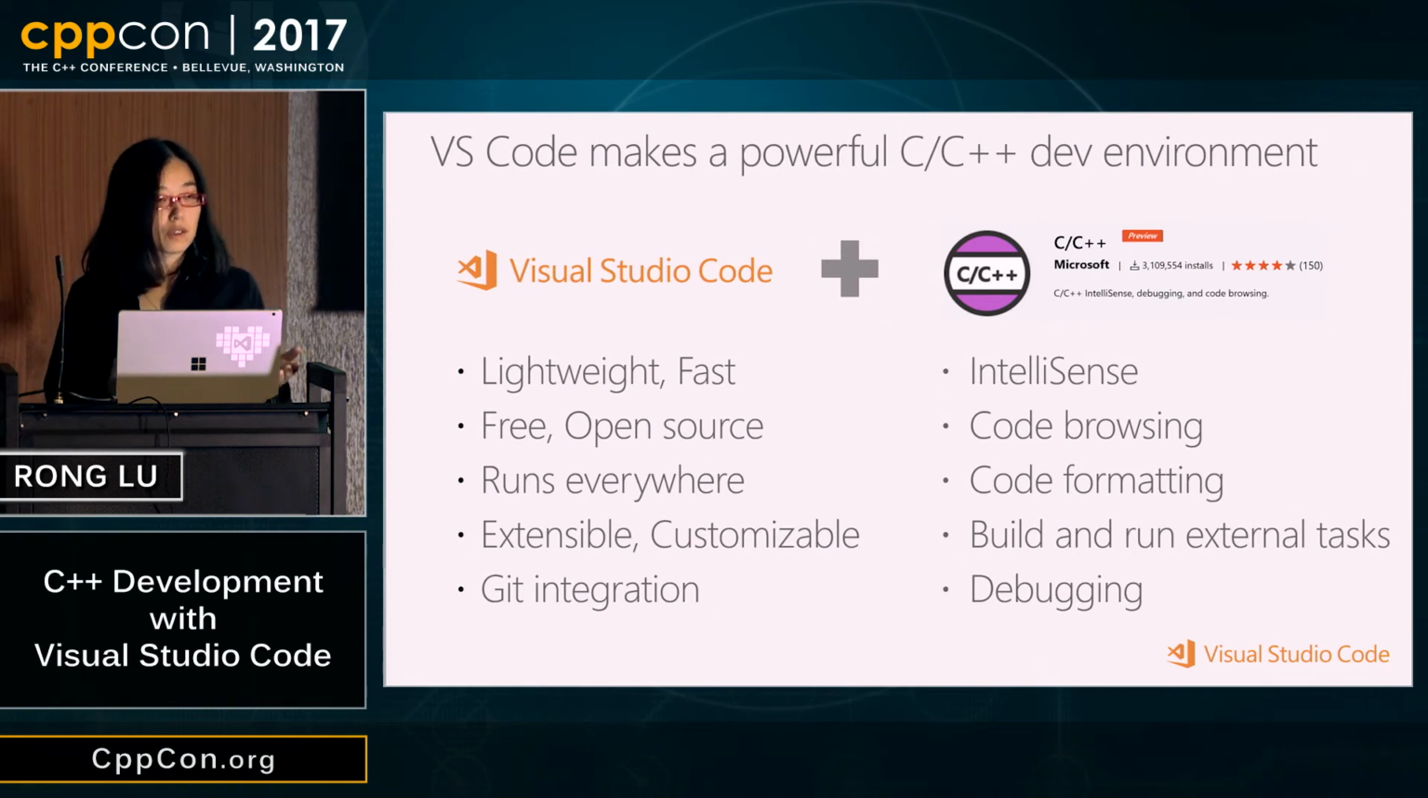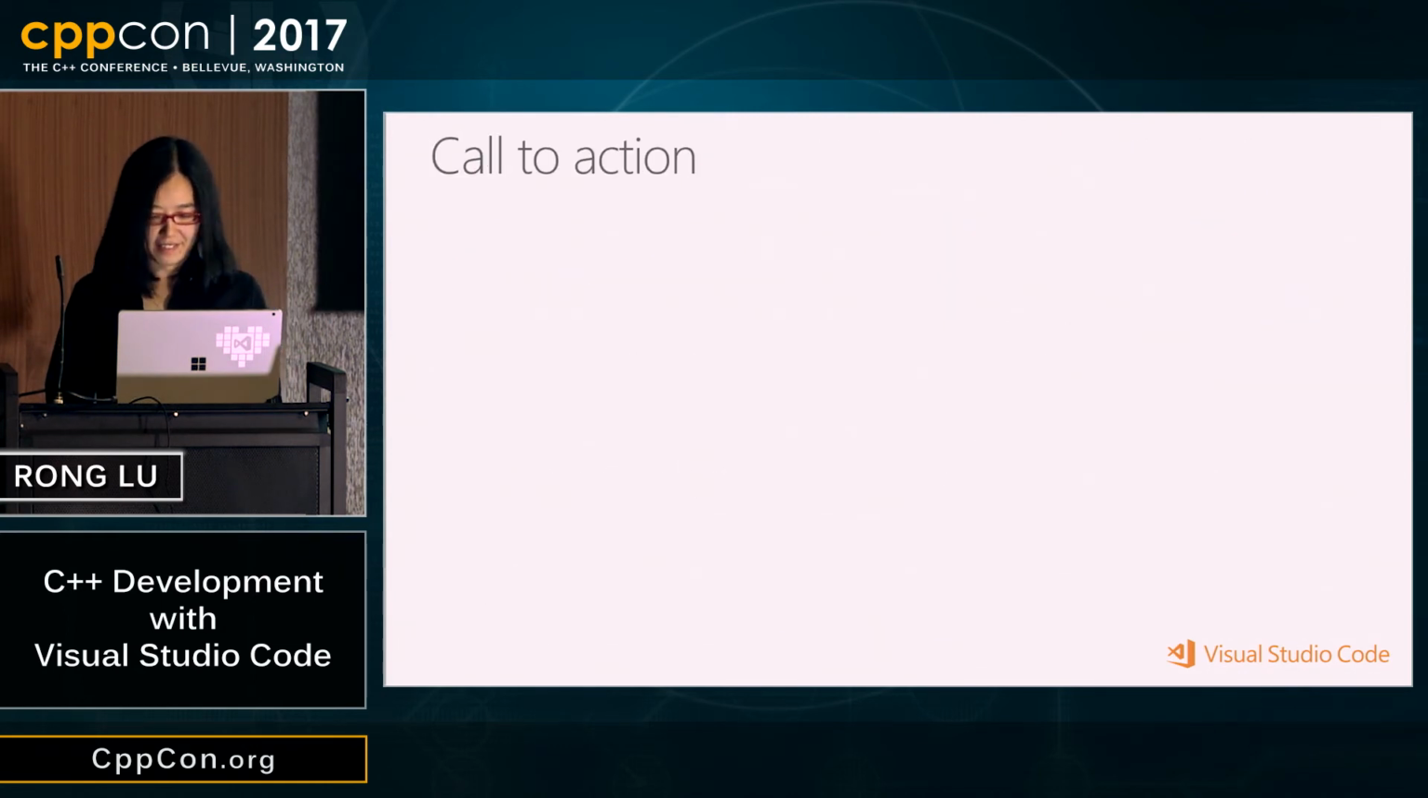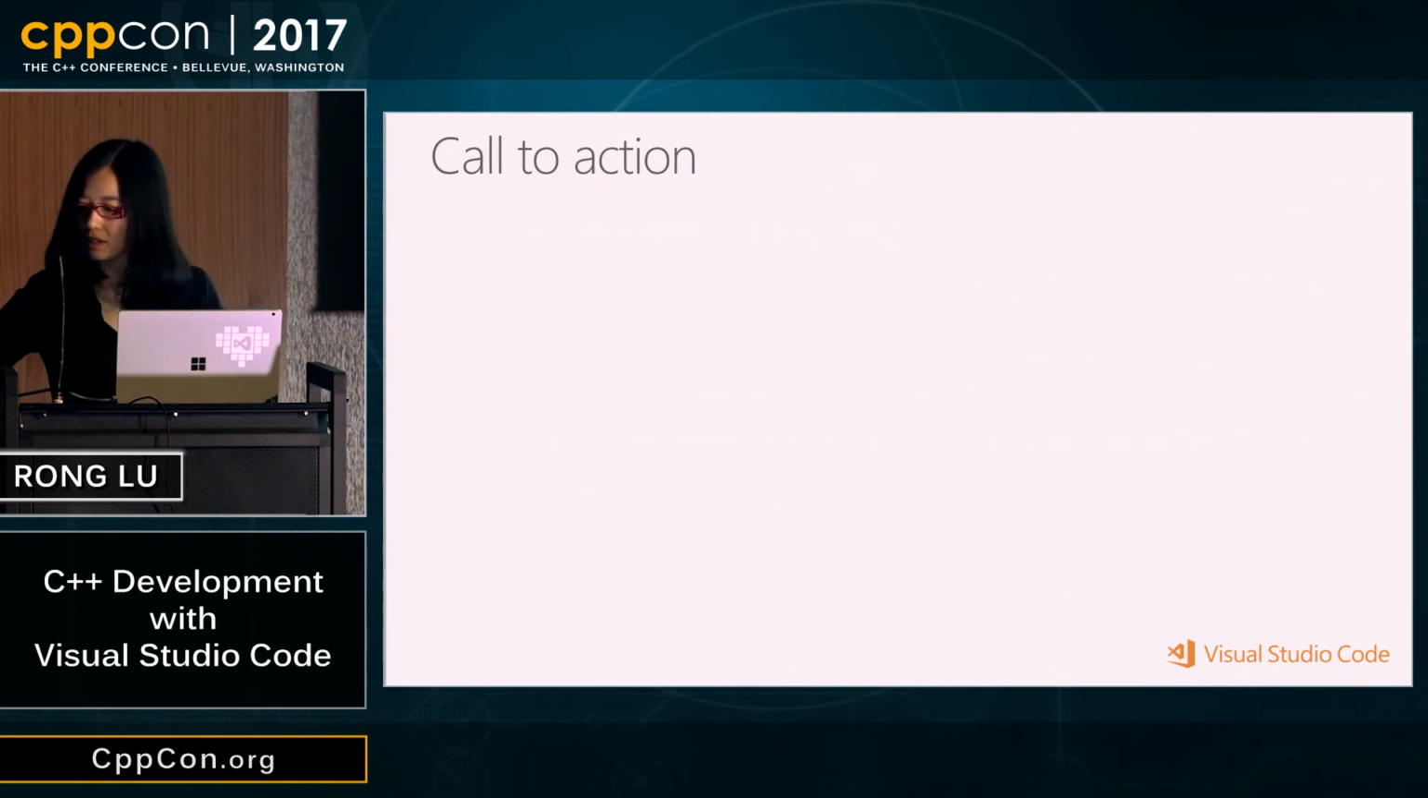And Git integration, I showed you a little bit. And on the C++ side, what we are adding to the experience is IntelliSense, code browsing, code formatting, and of course you can build and run with external tasks, and we've got debugging functionality all built in as well. So everything can be done in that one UI. All right, I think that's my one last minute, perfect, on time.